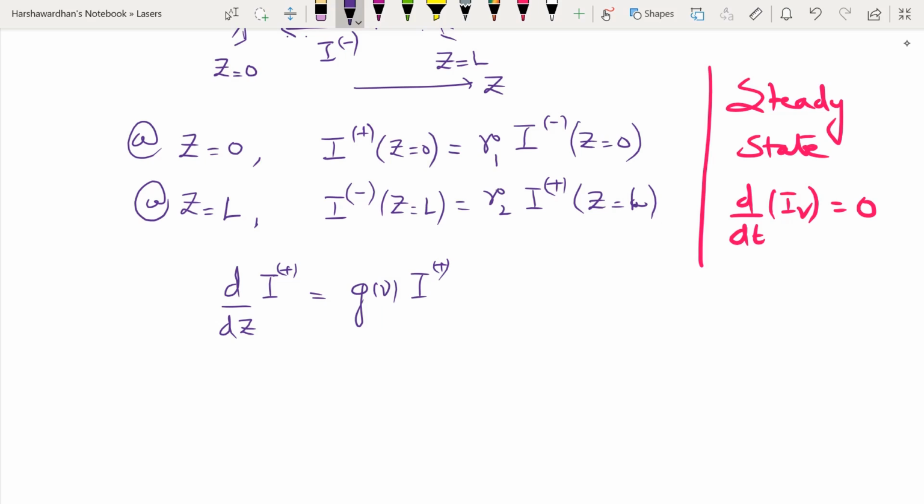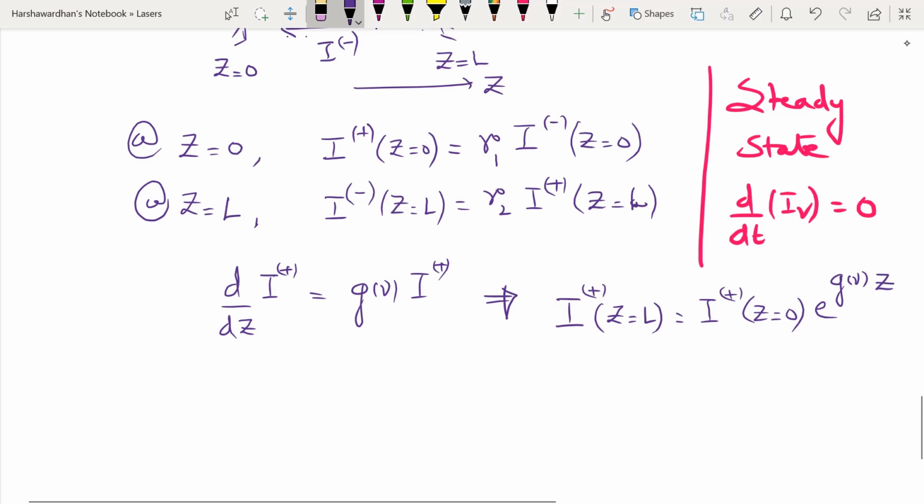Okay, so this is my equation governing the right propagating field, and you see that the relationship that this results in is simply I plus at z equal to L is simply I plus at z equal to 0 times exponential g of nu times z. For that matter, it is g of nu times L, right? So this is another relationship.